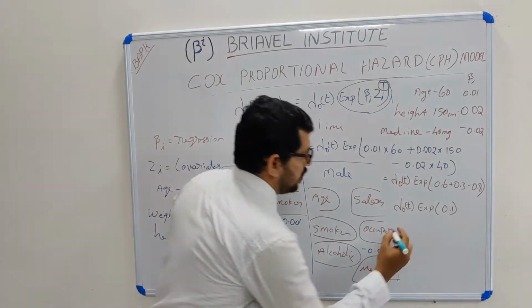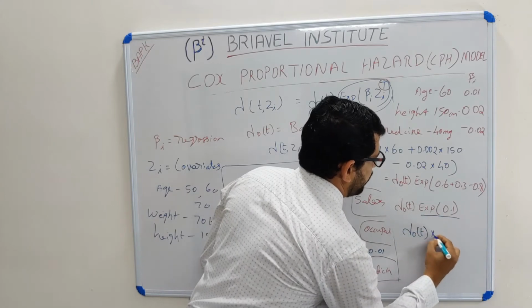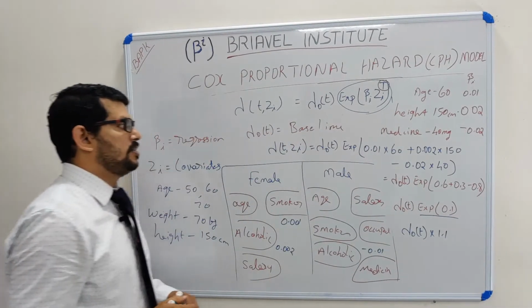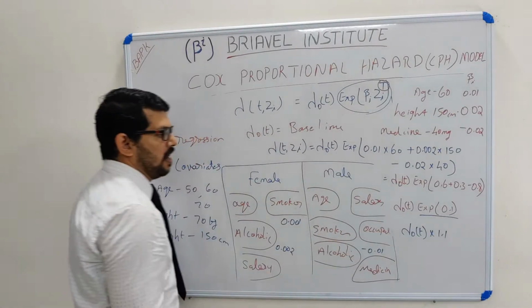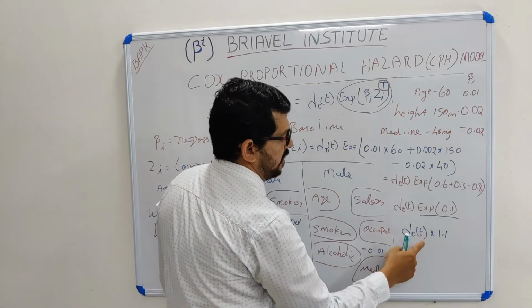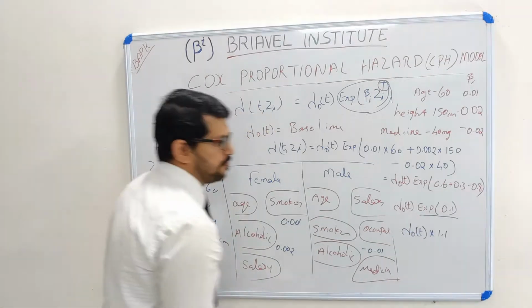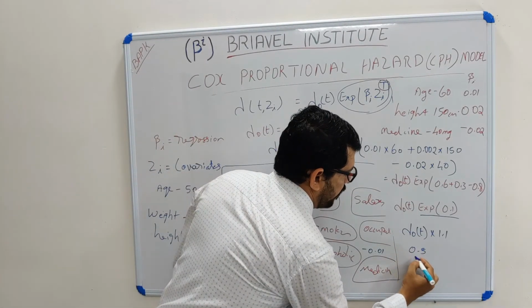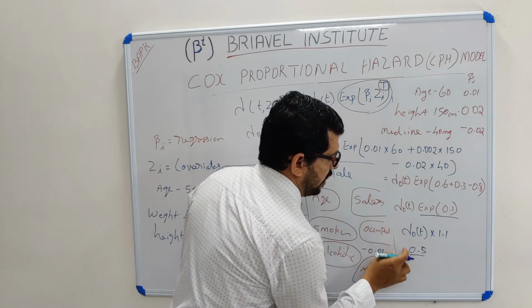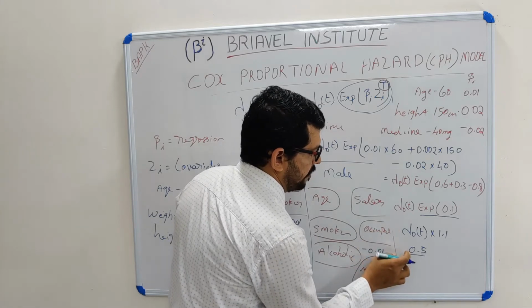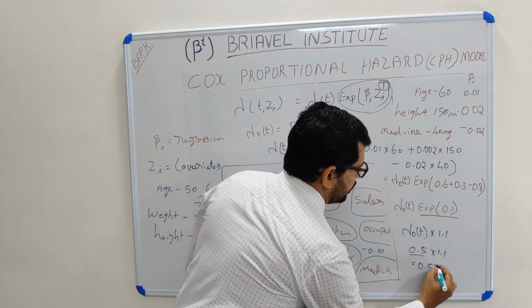This value, lambda 0 t, exponential 0.1 will be 1.1. So initially their hazard rate lambda t z is equal to lambda 0 t, the baseline hazard, and due to this combination their hazard rate is increased 1.1 times. For example, if initially the baseline hazard lambda 0 t is 0.5, then now it is increased to 0.55.